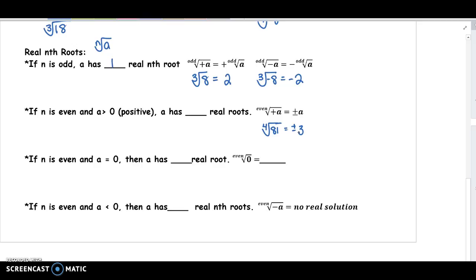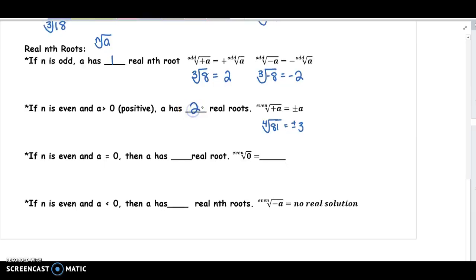If your index is even, you have 2 real roots, both the positive and the negative. So if it's a square root, the square root of 16 is positive or -4. The fourth root of 81 is positive or -3. The sixth root of something would be positive or negative. Now, if your radicand is 0, so the fourth root of 0 is simply 0. There's one real root, and that root is 0.